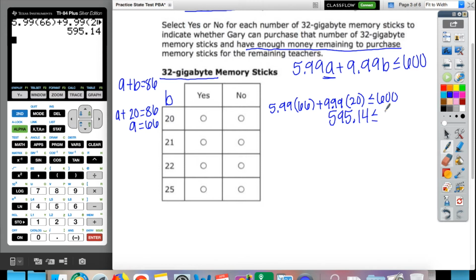Is 599.14 less than or equal to 600? Yes, so this would work. He would have enough money to buy all of those memory sticks. So that is a yes.